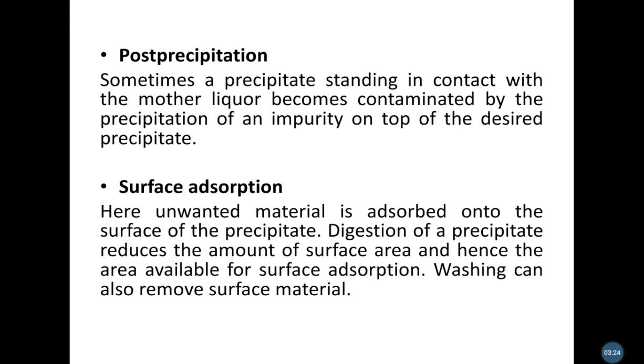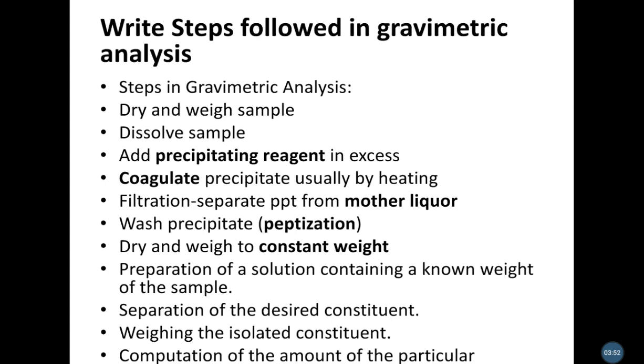What is surface adsorption? Surface adsorption is unwanted deposition, adsorption on the surface of the precipitate. You don't want it. You want to reduce the unwanted surface adsorption, and it may be minimized, or it may be possible to control it by a very good washing technique, removing the surface contaminants from the precipitate.